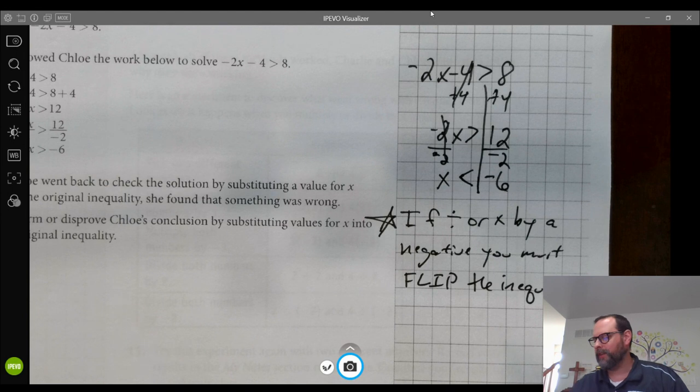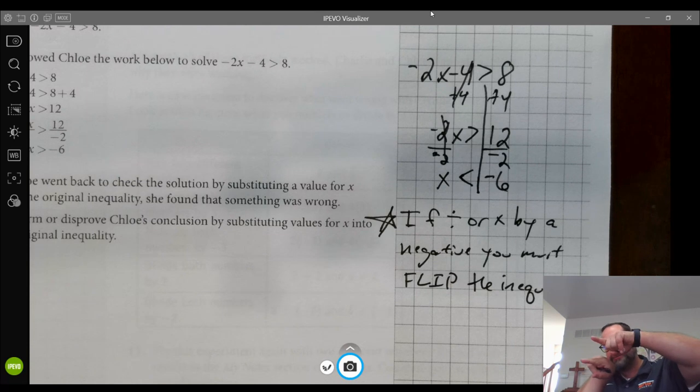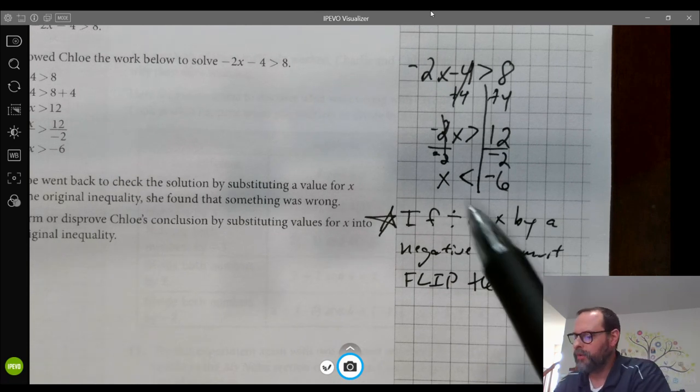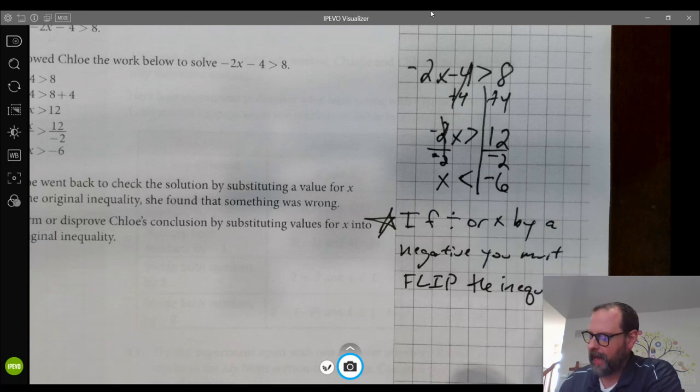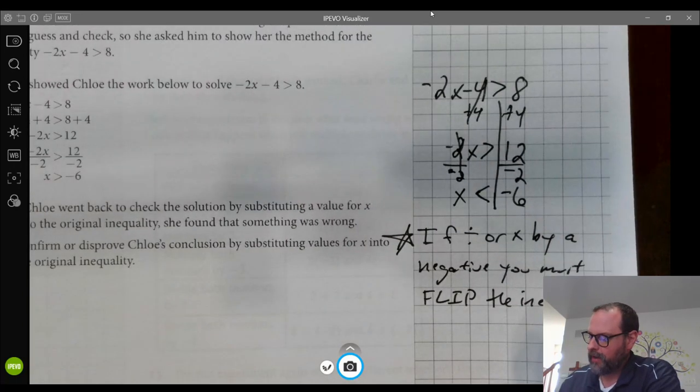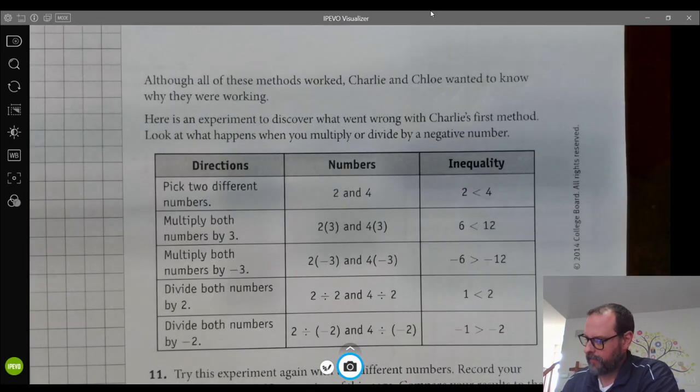And you could even think if this was an equal sign, you flip the equal sign. Well, if you flip an equal sign, okay, I flip it the other way, it's still an equal sign. But when you have inequalities, it makes a huge difference in your answer. So now it becomes x is less than negative 6.